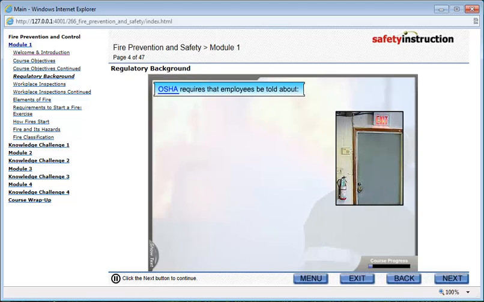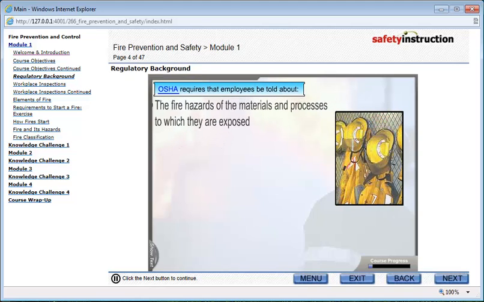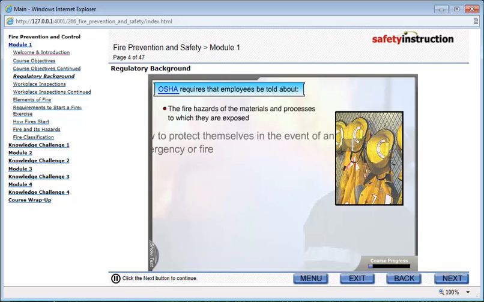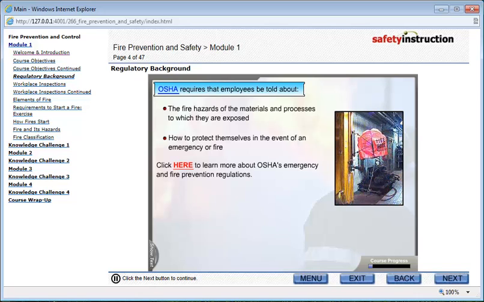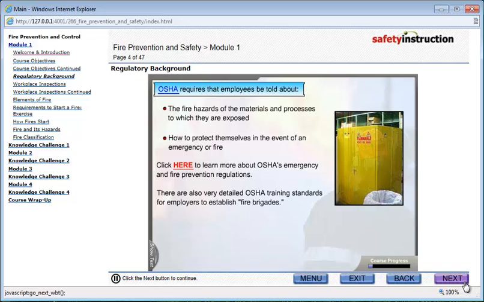OSHA requires that employees be told about the fire hazards of the materials and processes to which they are exposed and how to protect themselves in the event of an emergency or fire. Click here to learn more about OSHA's emergency and fire prevention regulations. There are also very detailed OSHA training standards for employers to establish fire brigades. Click here to view more information regarding fire brigades.